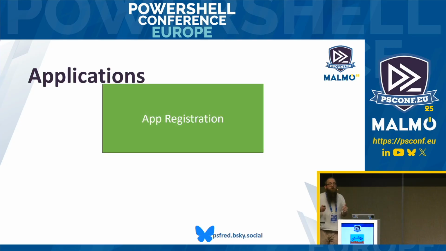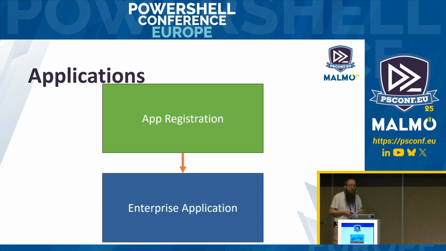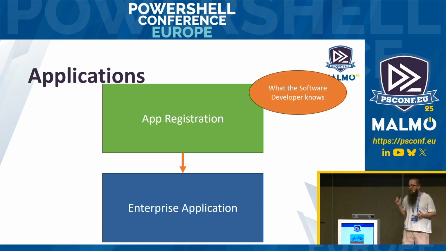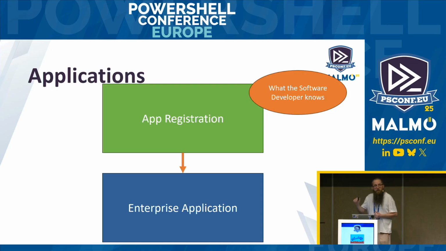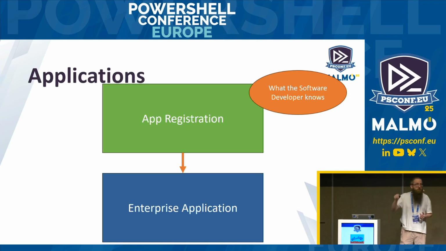So, an app registration, and there's the enterprise application. There is a direct link there. And what is the app registration? The app registration is what the software developer knows about the app. When I add a scope under API permissions on the app registration, every single person in the tenant can by default add more scopes and more scopes and more scopes, and it's fine.